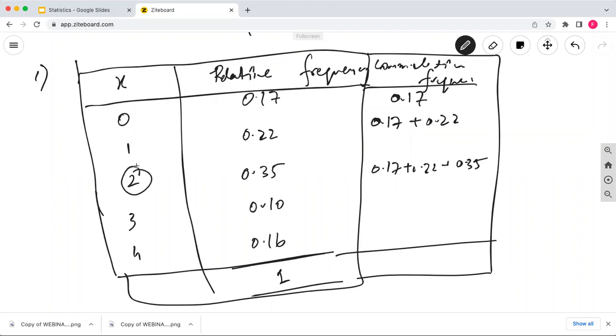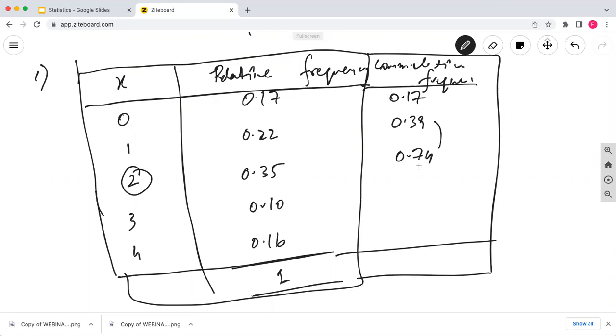Got the point? For example, let me do that. What is the first value? 0.17. What is 0.17 plus 0.22? 0.39. What is 0.39 plus 0.35? 0.74. Now, you can see that between these values, there is 0.5, right?